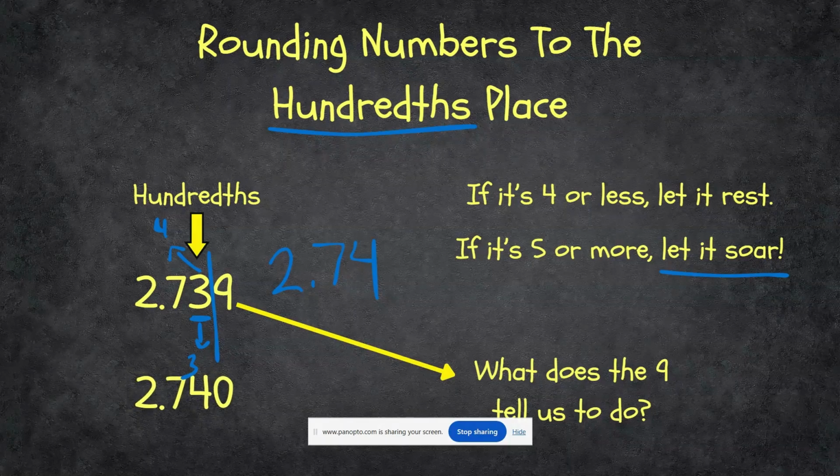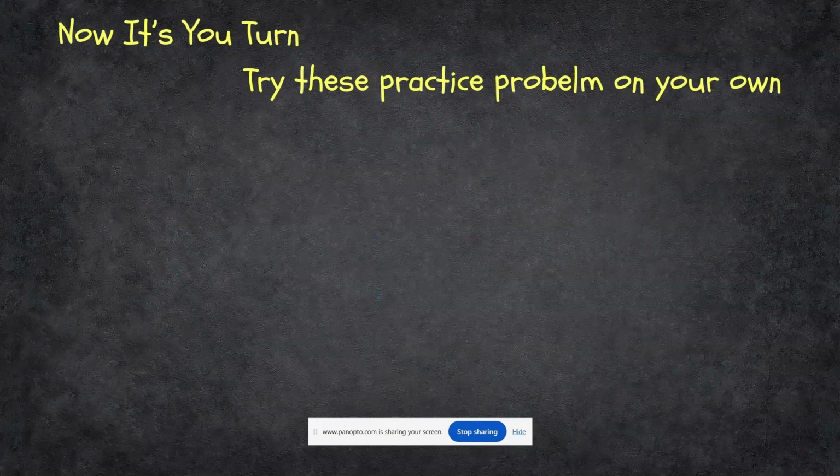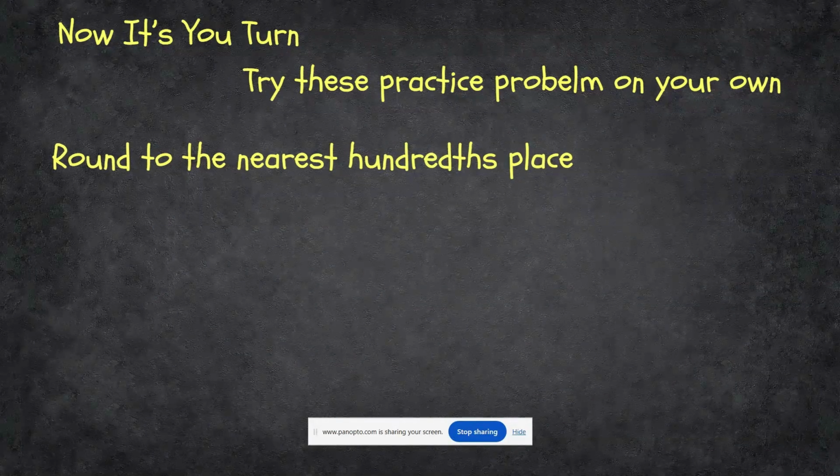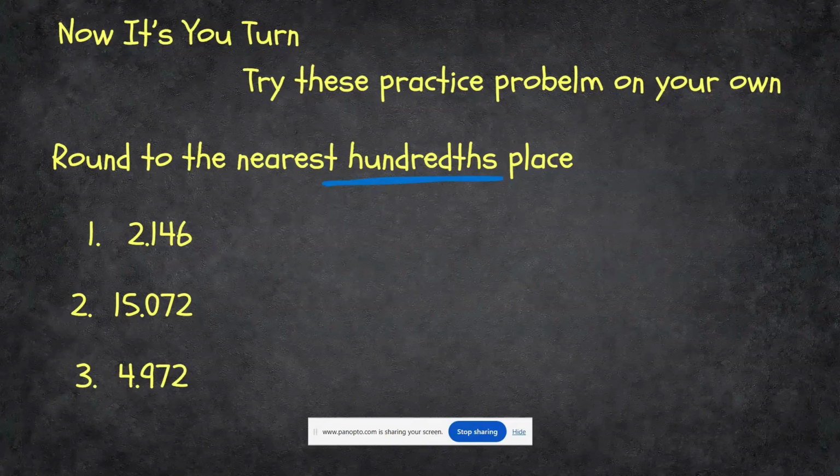How do you feel about this strategy? Making sense? All right. It's your turn, guys. Go ahead and try these practice problems on your own. There's going to be 3 of them. I want you to round them to the nearest hundredths place. So your first problem, 2 and 146 thousandths. Second problem, 15 and 72 thousandths. And finally, 4 and 972 thousandths. Pause the video. See if you can work these problems independently on some scratch paper. Once you have all your answers, unpause the video, and then we'll go over those answers together and we'll see how you did.